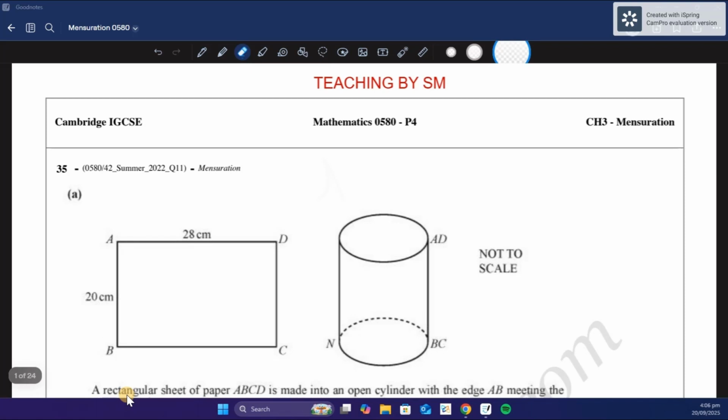This is Bilal and I am going to be solving Maths 0580 paper 4 topical questions today, and the topic that we're going to be doing today is mensuration.